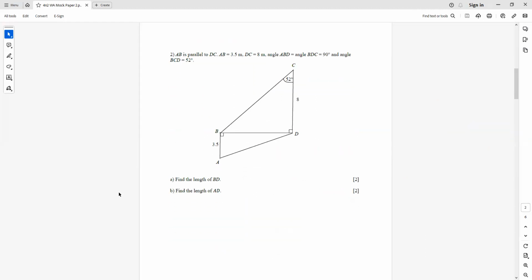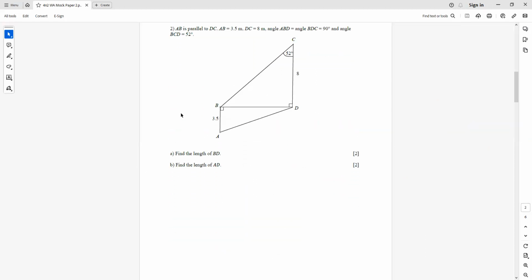Okay, next question. AD is parallel to DC. AB is parallel to DC. Okay, all this. Find the length of BD. So we take a look first. There is a right angle triangle here. So we have to apply TOA CAH SOH. So BD is the opposite. CD is the adjacent. So to find BD, I use tangent.